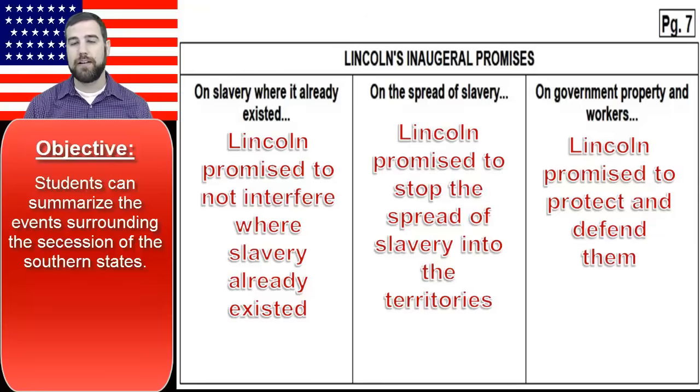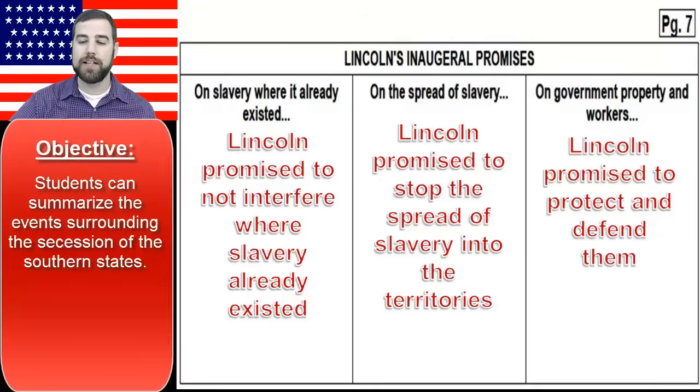I am loath to close. We are not enemies, but friends. We must not be enemies. Though passion may have strained it, it must not break our bonds of affection. The mystic cords of memory stretching from every battlefield and patriot grave to every living heart and hearthstone all over this broad land will yet swell the chorus of the Union, when again touched, as surely as they will be, by the better angels of our nature.